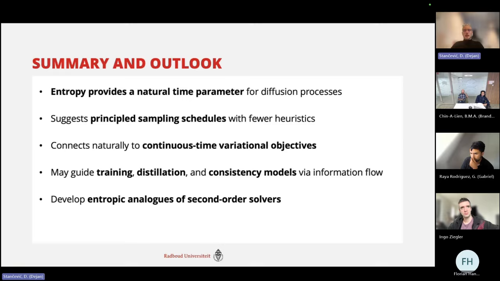Because as we said, entropy is just telling you how to go from arbitrary time to unique entropic time, and entropy might be a good candidate to represent the difficulty of training, or it could be used for distillation. And so the thing that is left to be done, which is quite unclear right now, is to develop entropic analogs for higher order solvers, specifically second order solvers, because they're commonly used in practice, and also to understand better rescaled entropy.